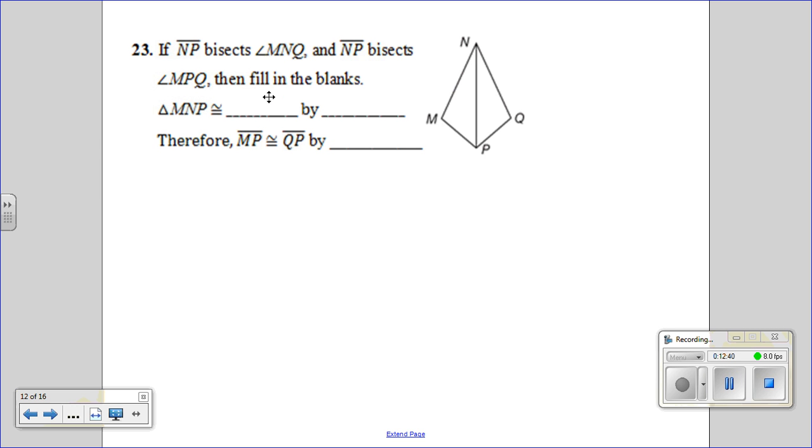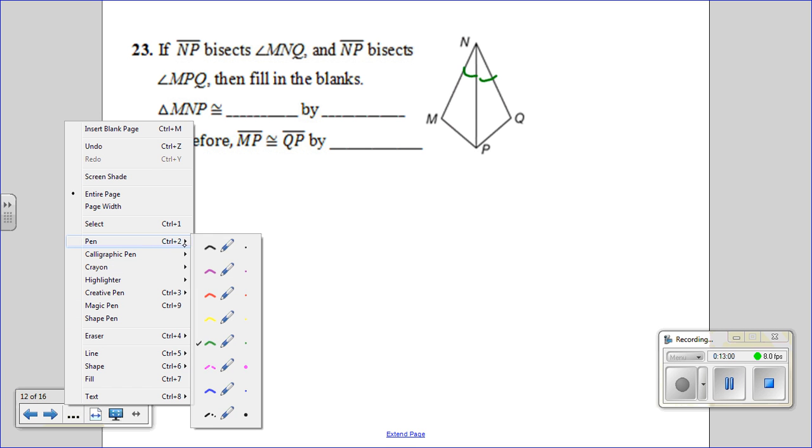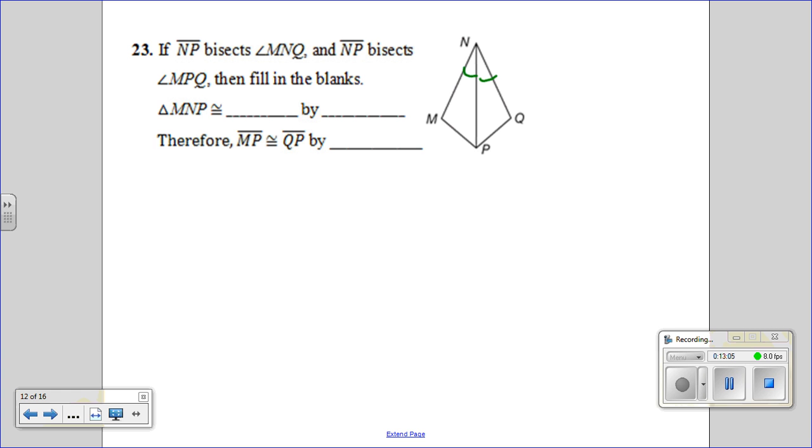On number 23, it tells us that segment NP bisects angle MNQ. So that means this angle is congruent with this angle here. Then it also says NP bisects angle MPQ. So that means this is congruent with this. And then it would like for us to fill in the blanks. Triangle MNP is congruent to what?